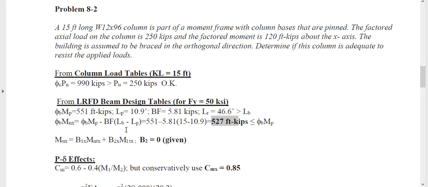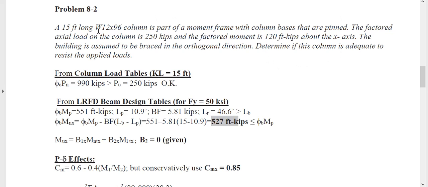Now we will see another example of steel column design with bending. Okay, let us see what it says. A 15 feet long W12x96 column is a part of a moment frame. This time it is a part of a moment frame with column bases that are pinned. That means both ends are pinned.